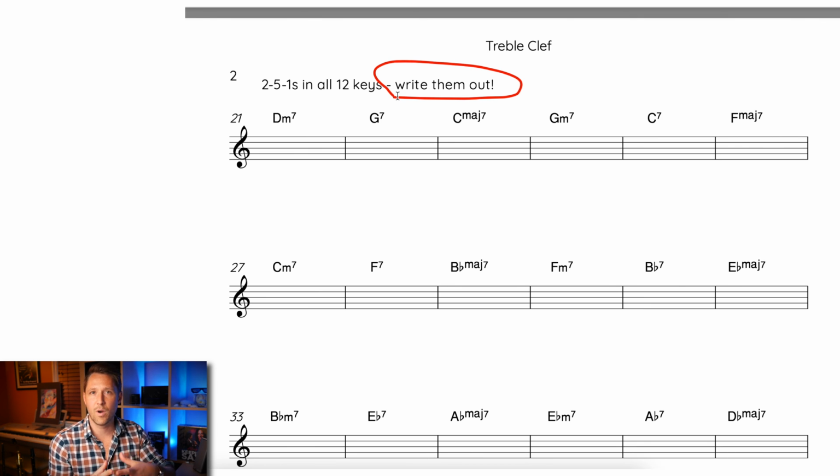Now, if you already know all 12 major scales, all 12 dominant seventh, minor seventh, major, then this might not be super applicable to you, but it's still a good practice to do. Maybe see how fast you can write them all out. Because once you're able to write them all out, then you're going to be able to play all of them.